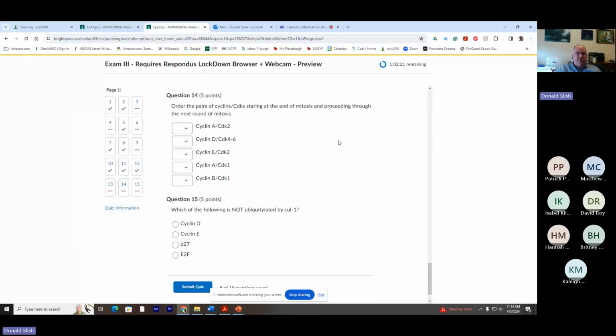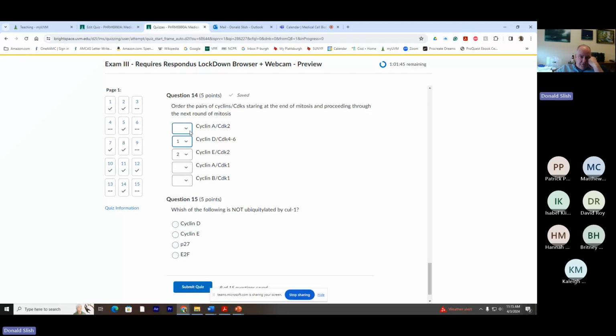Okay, order these starting at the end of mitosis and proceeding through the next round of mitosis. So at the end of mitosis, cyclin B has been broken down, and you're going to start out with cyclin D and CDK4/6. That's going to hypophosphorylate RB and get you up to the restriction point. Cyclin E, CDK2 will get you through that restriction point. And then cyclin E is going to come off CDK2, and cyclin A will jump onto CDK2.